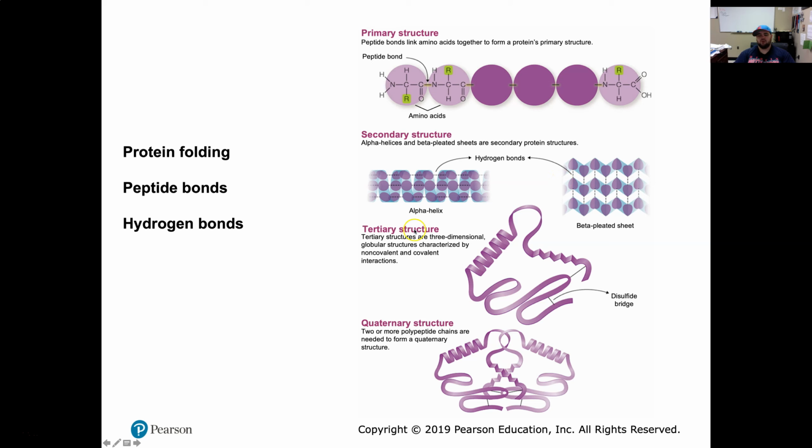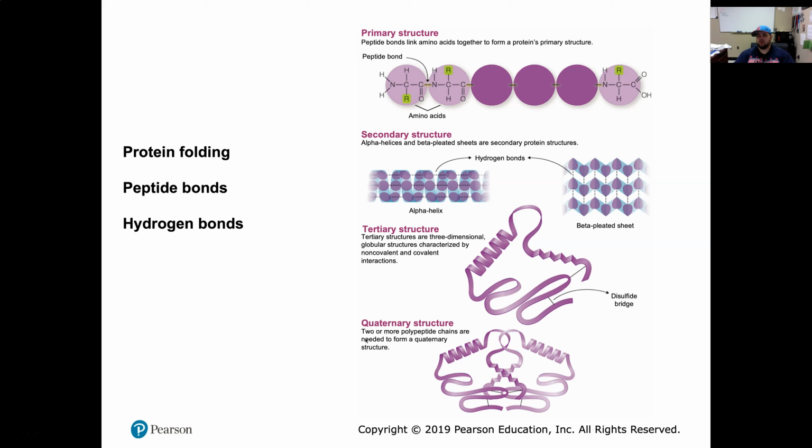Then you get to the third level where you start to have interactions between your alpha helices and beta sheets. And then you get to your quaternary, which is the last level, the most complex level. And this is where all the different pieces have come together, and then the protein has folded into a functional shape. Proteins must fold into a very specific shape to function. Let me repeat that. Proteins must fold into a very specific shape to function.